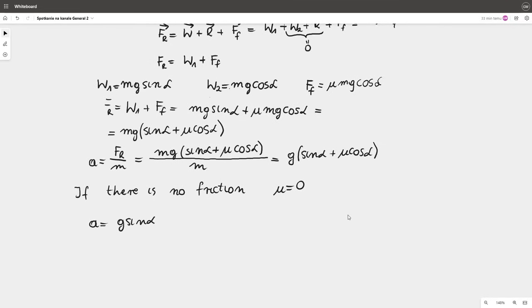Also, in last equation, for magnitude of acceleration, plus will be instead of minus. Here and here. If there is no friction, coefficient of friction equals 0 and acceleration equals g multiplied by sine of alpha.